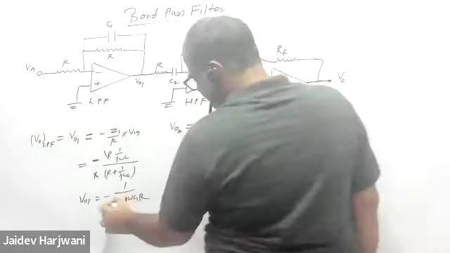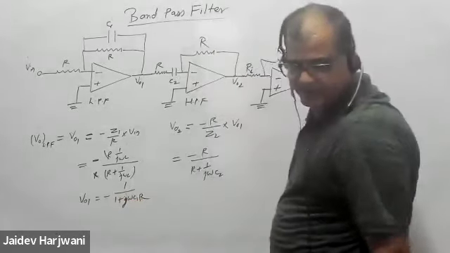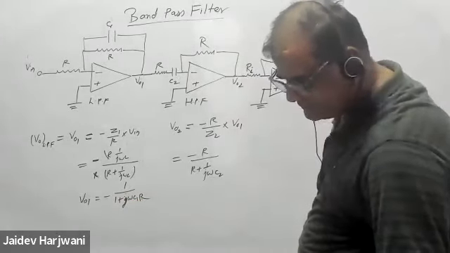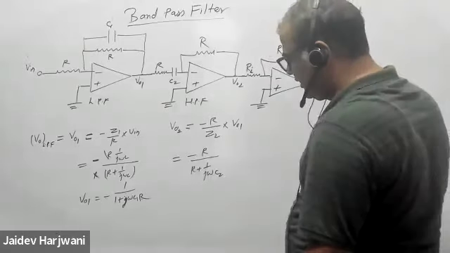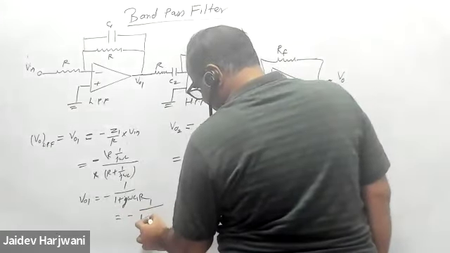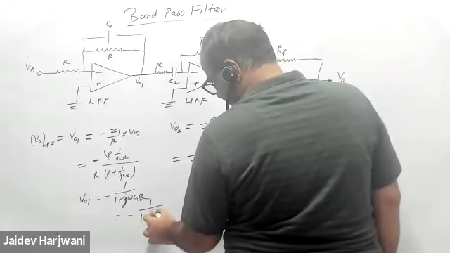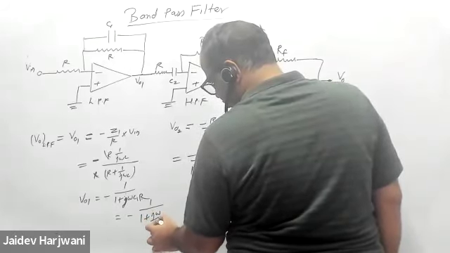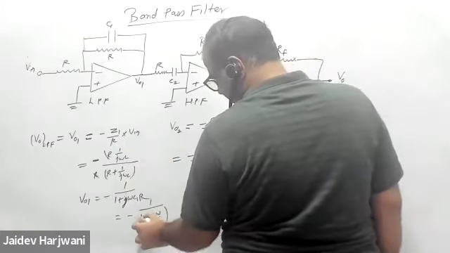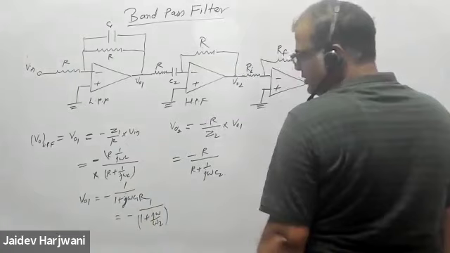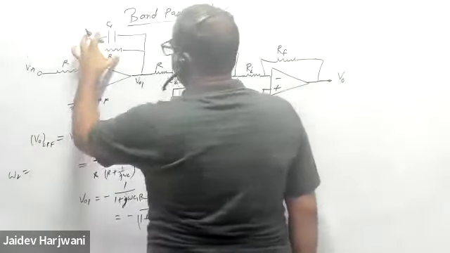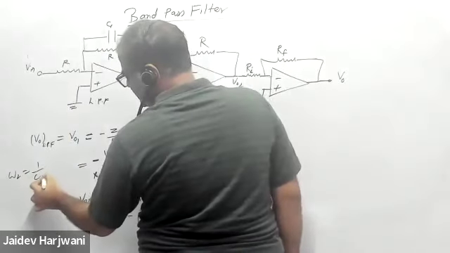And this expression also you can write in a standard form. What is the standard form? In the form of cutoff frequency. Okay, so this expression also you can write as minus 1 over 1 plus j omega by omega 2, which is the cutoff frequency omega 2. And omega 2 is nothing but 1 by C1R.